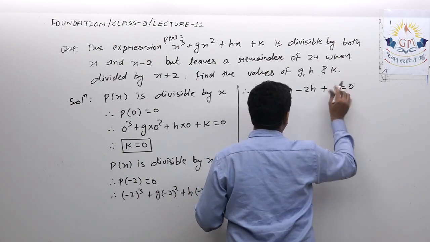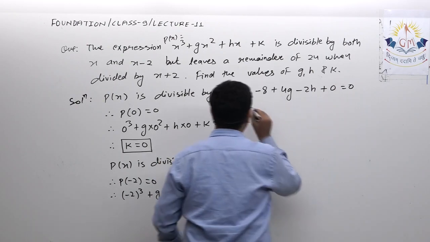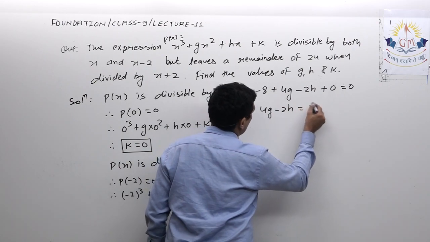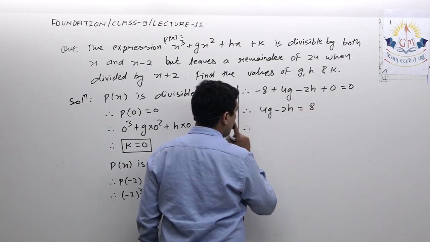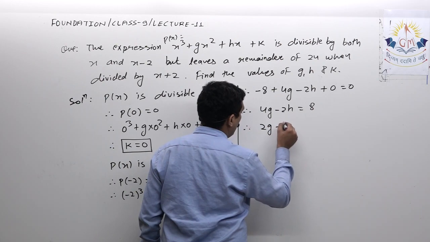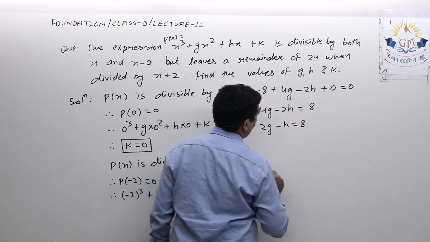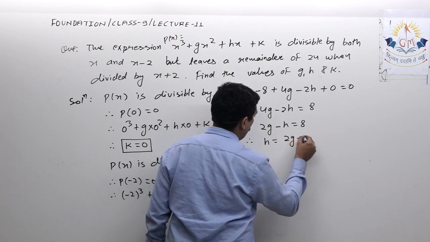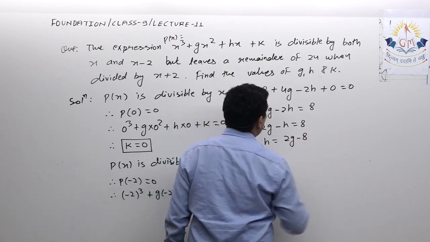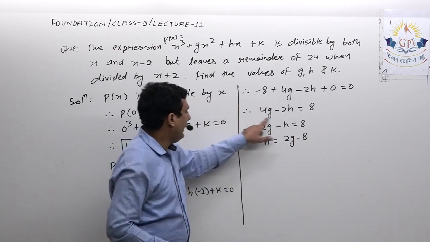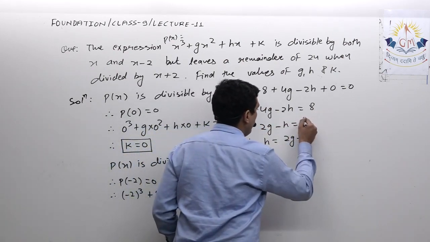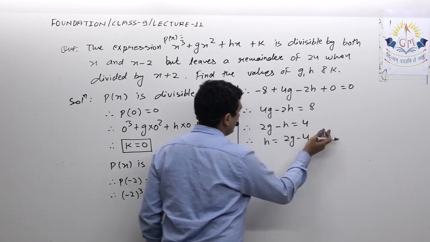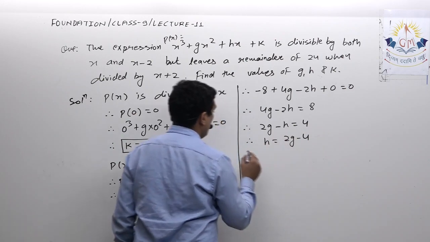K is already 0, we have the value of k. Therefore I can write 4g minus 2h is equal to 8, or I can say 2g minus h is equal to 4, or I can say h is equal to 2g minus 4. Here I had divided by 2, so here it should be 4 actually. So h equal to 2g minus 4.